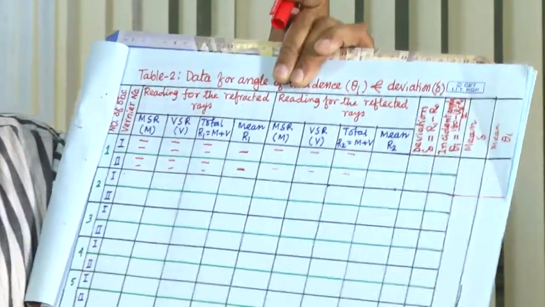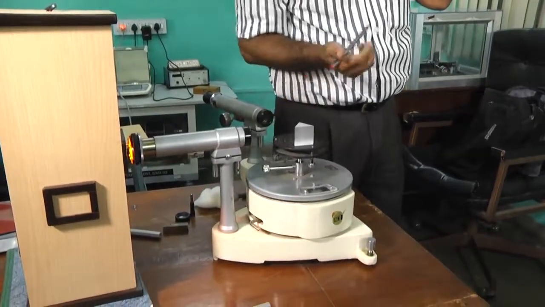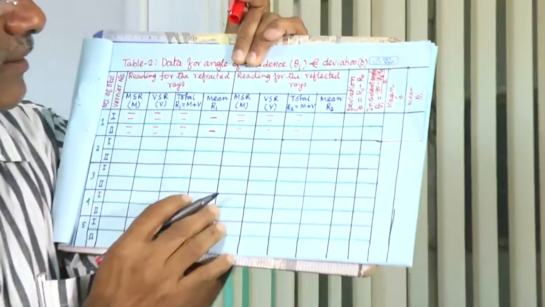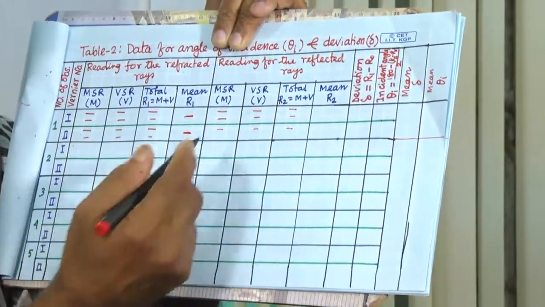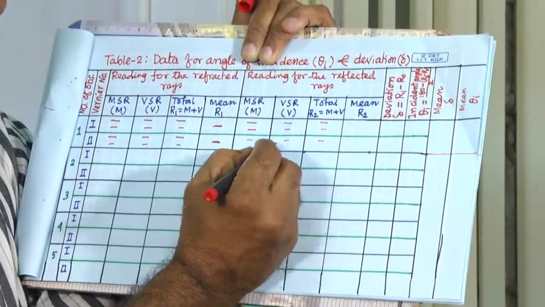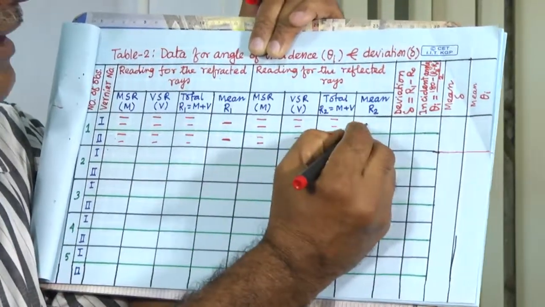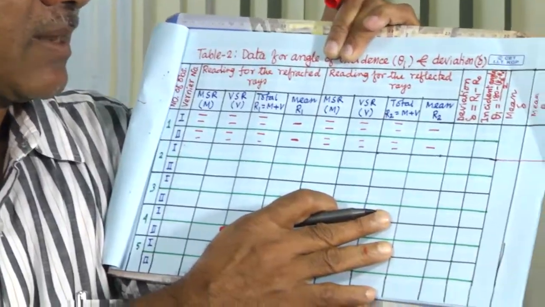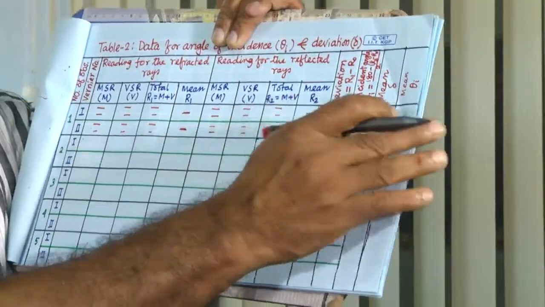Then you take the second time. Just again try to adjust and get a better position coinciding with the crosswire. Take the second set and find out the mean. So this is R2. Now from here you can calculate this. This you can fill up later on.